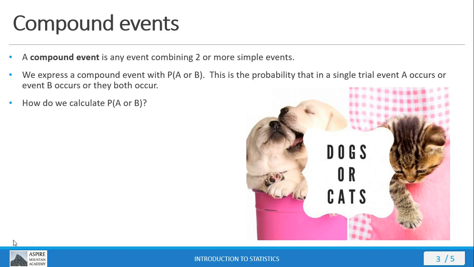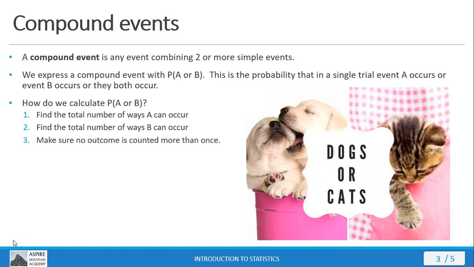How do we actually calculate this? Well, first you have to find the total number of ways that A can occur, and then find the total number of ways that B can occur. Once you know that, you make sure that there's no outcome that's counted more than once, because again, we don't want to be double counting anything.